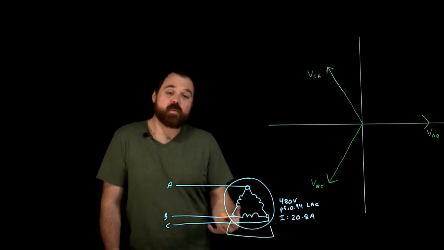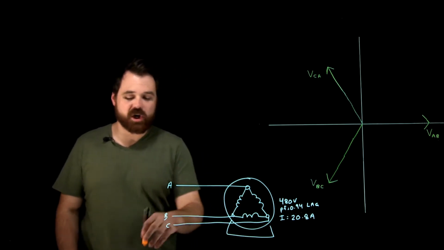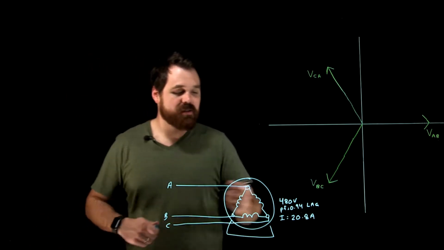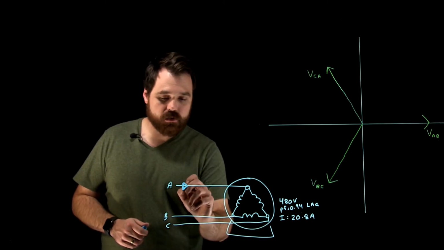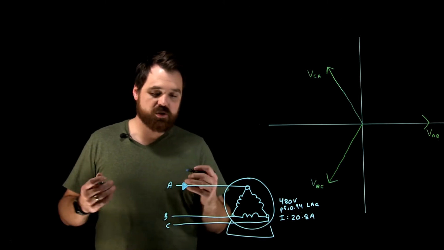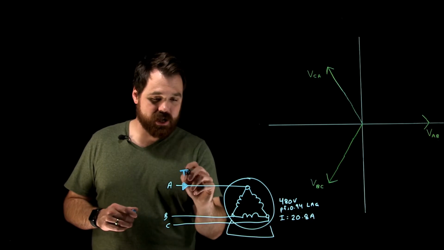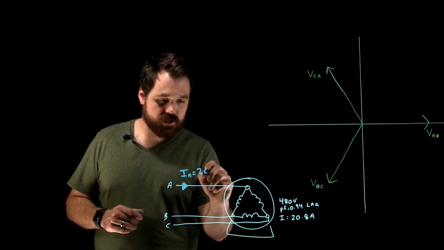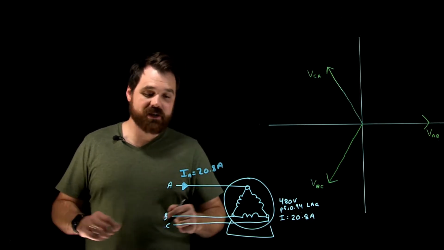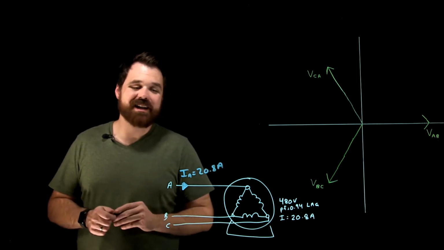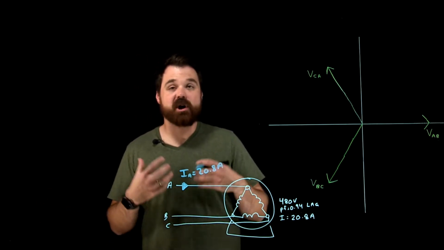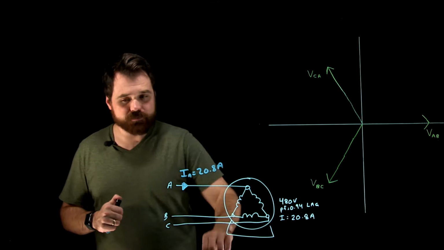Now the thing here you would want to know is that when a motor has a current rating on the nameplate, that current rating is the line current. So what we know about this motor is that IA equals 20.8 amps, my line current. Same with IB and same with IC, right? It's all a line current value.